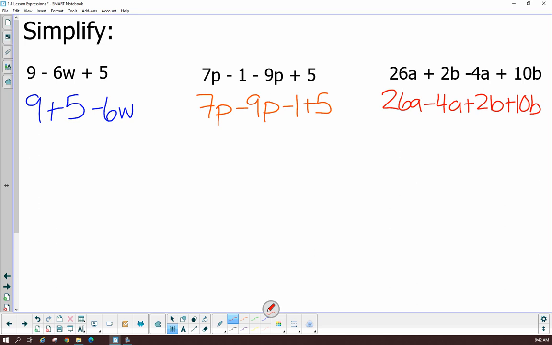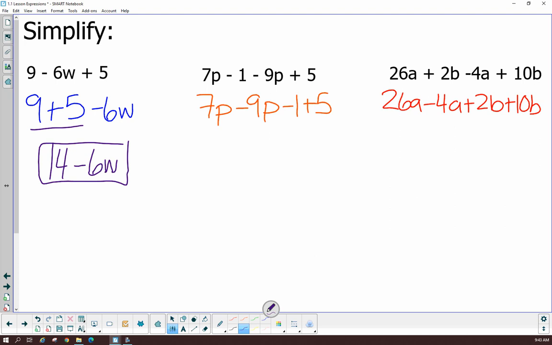Now for all of these, I can combine the constants together. I can use my calculator if I need to. And I can combine the coefficients of the terms with variables. So I can do 9 plus 5 and get 14. And then 6w is the only thing with a w, so it stays minus 6w. I simplified it. I didn't solve it.